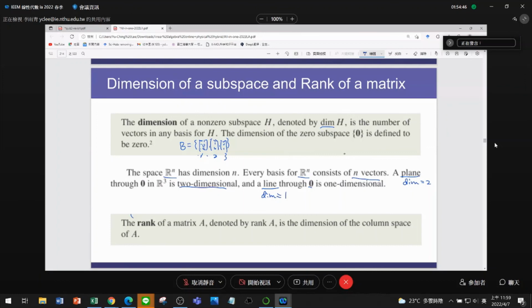And the next definition is also very important. It's called the rank. The rank of a matrix A, denoted by rank A, is the dimension of the column space of A. The column space of A, as we said last time, is the collection of the values of b such that Ax equals b for a given matrix A. So the dimension of a column space is called the rank.